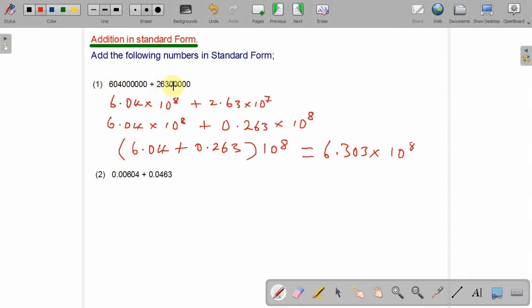If you like, use your calculator to check. After adding this number to this number, you turn them to standard form. Let's quickly go to number 2. Let's quickly turn them to standard form. We have 6.04 times 10 to the power minus 3 in standard form for this one, then plus 4.63 times 10 to the power minus 2. This is what the standard form of these two will give.